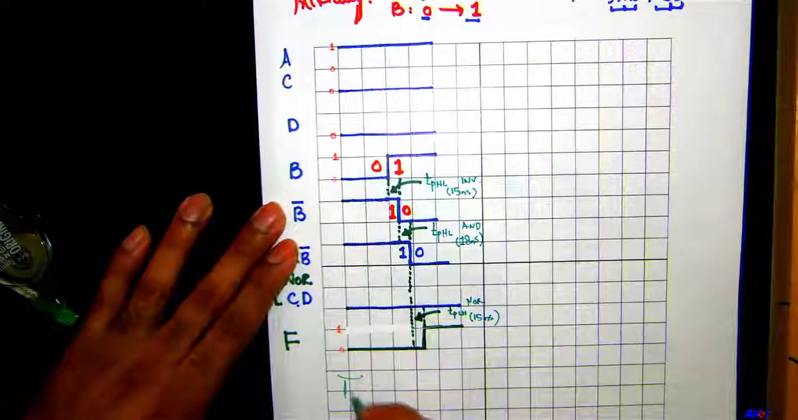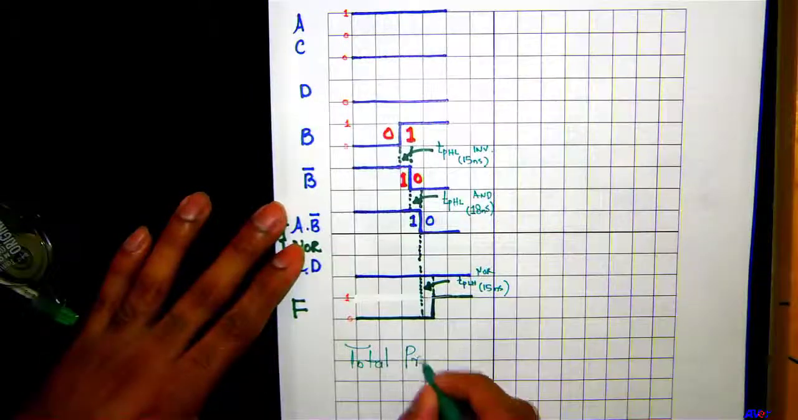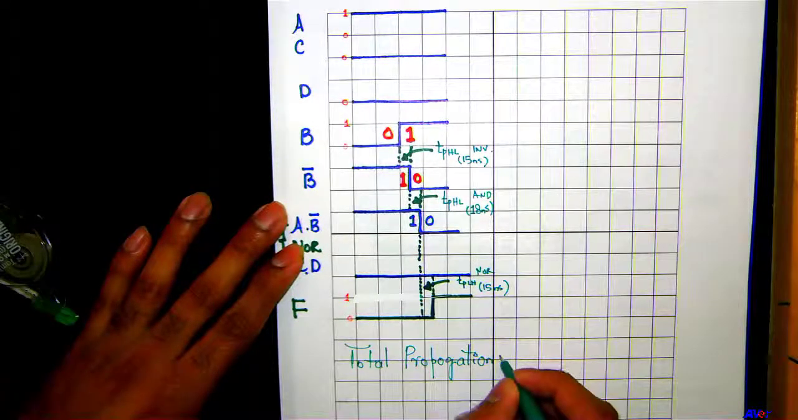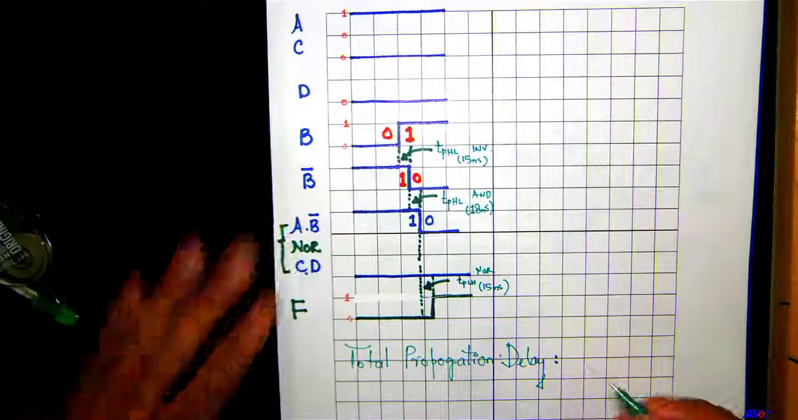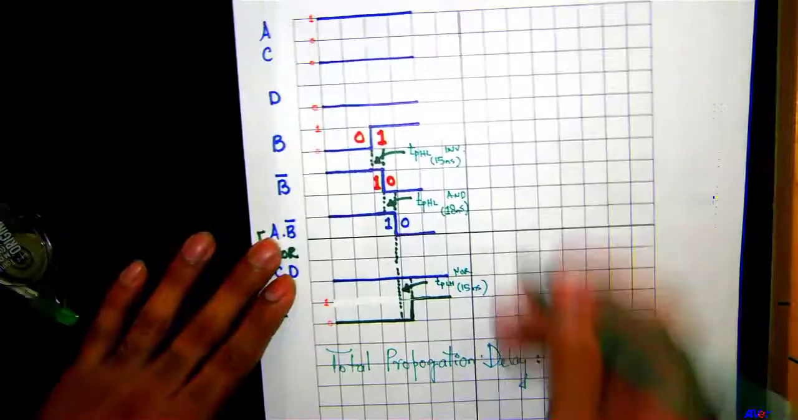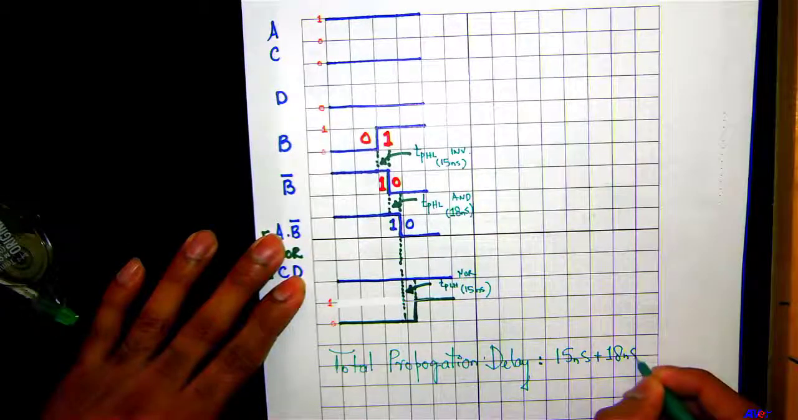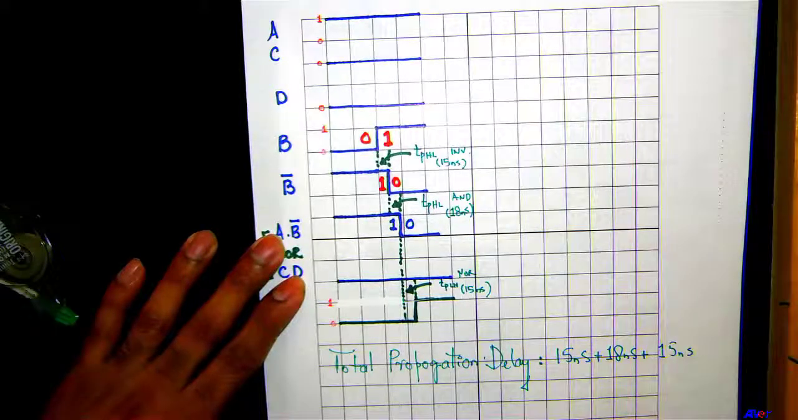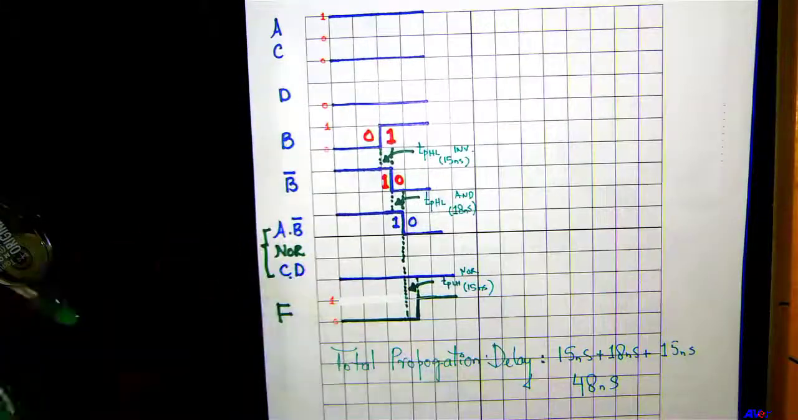So the total propagation delay here is going to be the sum of the delays of each individual gate. Okay, so if you add those numbers, 15 nanoseconds plus 18 nanoseconds plus 15 nanoseconds, how much is the total here, guys? 48 nanoseconds. Okay, so what does this 48 nanoseconds mean?